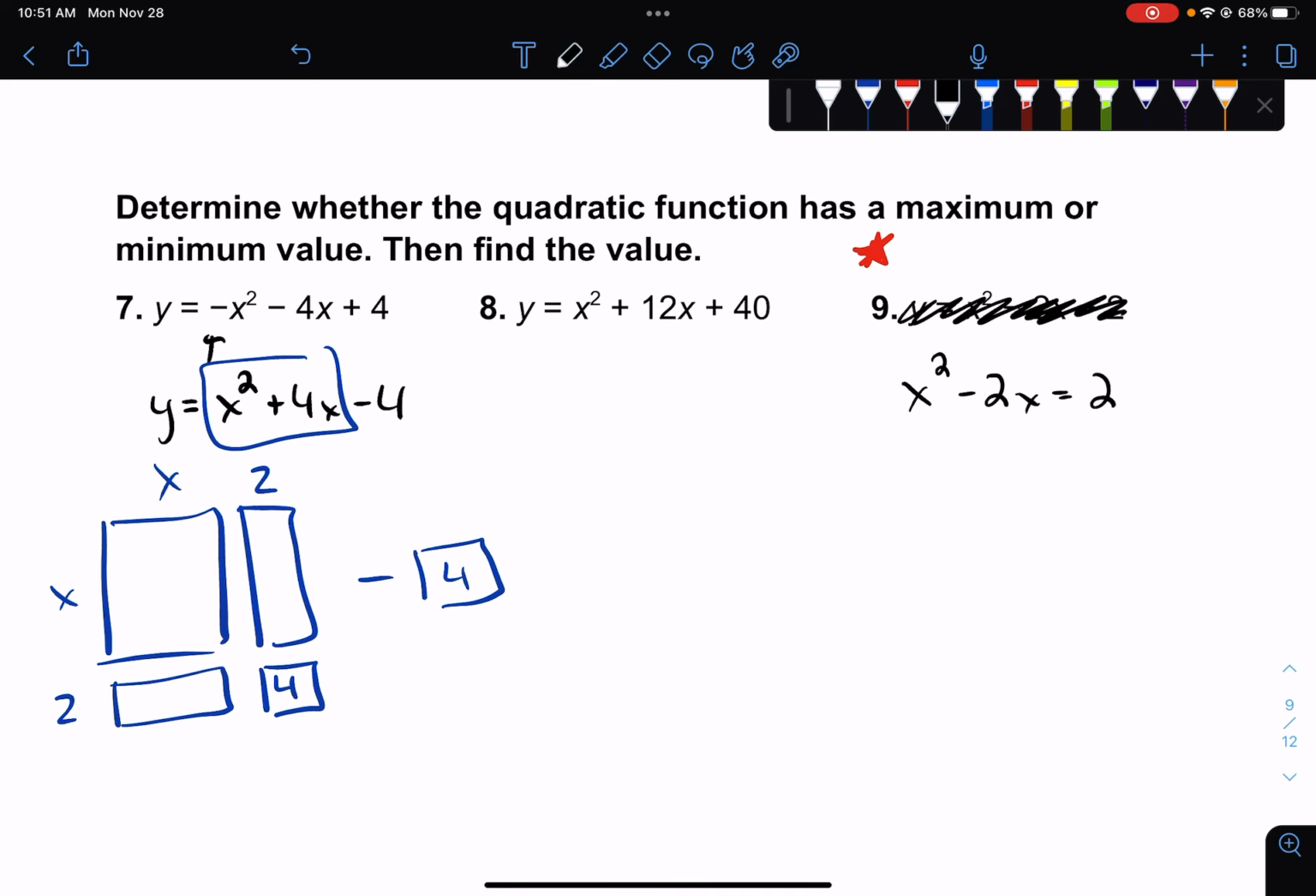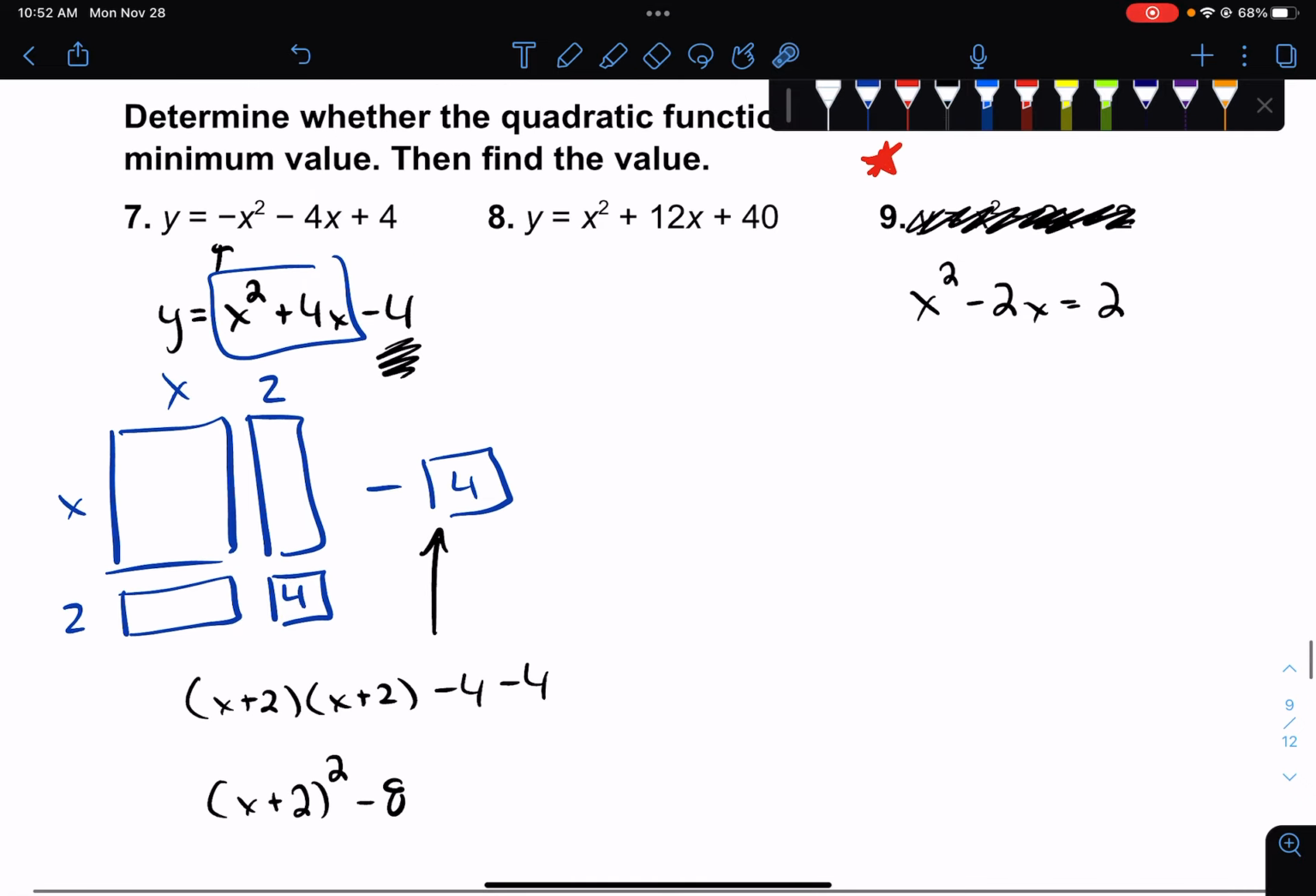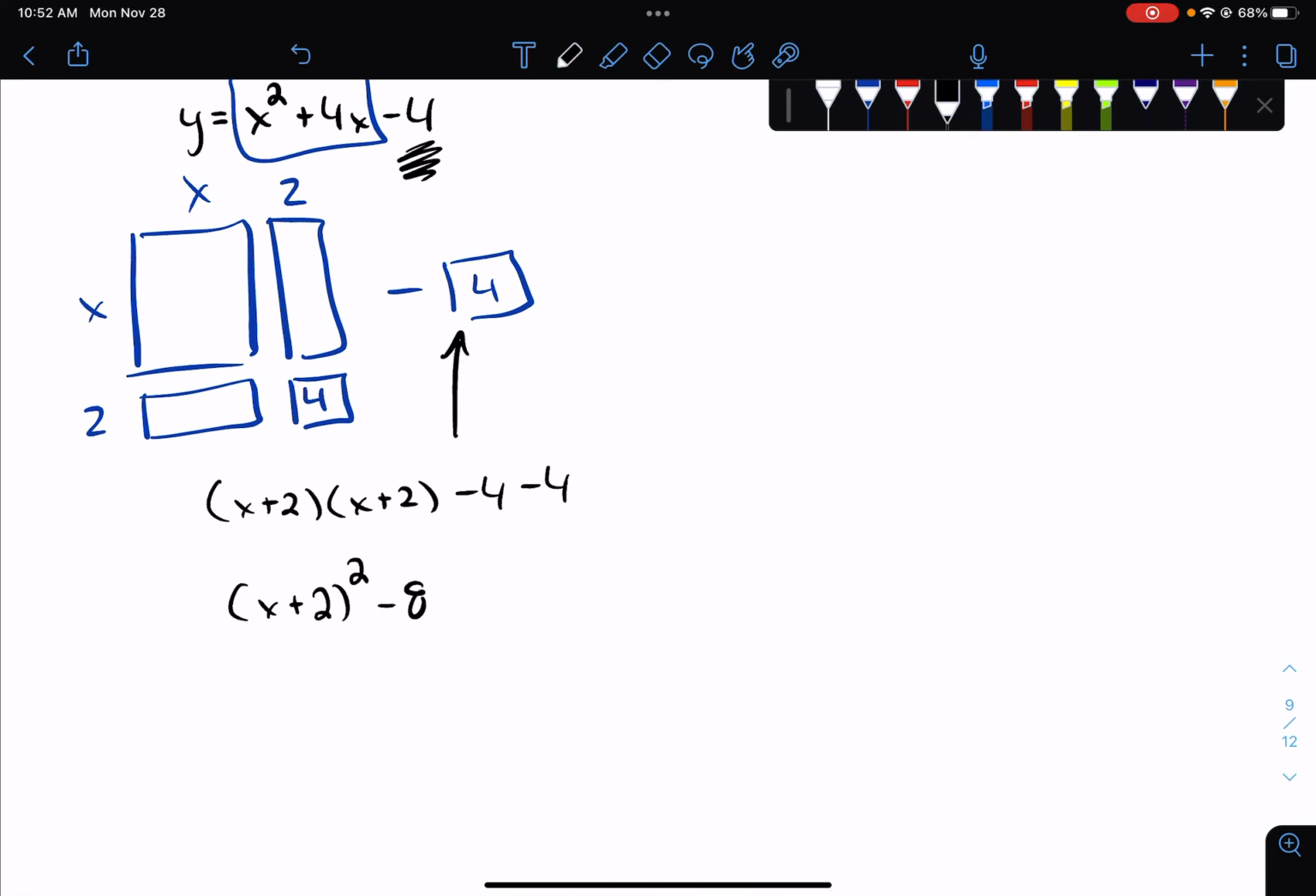So when I rewrite this, I get x plus 2 times x plus 2, and then I'm going to minus 4 from right there, but I also have this minus 4 at the top. So I'm going to minus 4 for that piece too. So I end up with x plus 2 squared minus 8. But at the beginning, I had this negative sign that I ignored and changed. So my answer needs to be negative x plus 2 squared and plus 8. I need to change those signs.